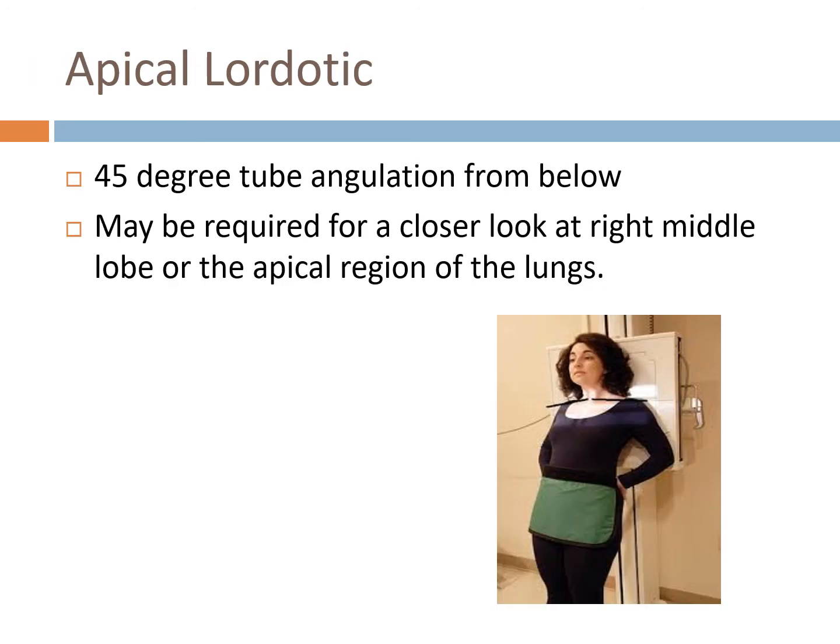Alright, your apical lordotic view is looking at the apices of your lungs, the top parts of your lungs. I've actually never seen this done, but I imagine if they're looking for a specific lesion or suspecting something, they do your general film first, and then they would order special views if something looks suspicious.